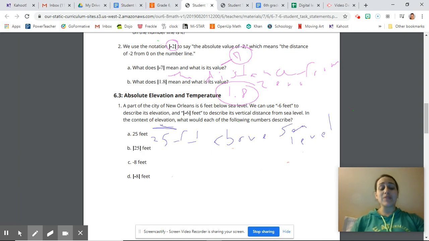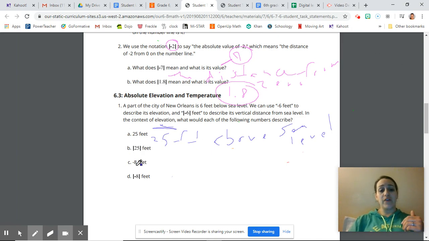Then on B, we've got the absolute value of 25 feet. So absolute value is the distance from 0. Okay, 25 feet. So it's a distance from 0. It could be 25 feet above sea level, or it could be 25 feet below sea level. Because again, with elevation, sea level is what we use as our baseline, our starting point. So it could be 25 above or below that sea level point because it's absolute value. It's just distance, and we don't know which direction they're thinking.